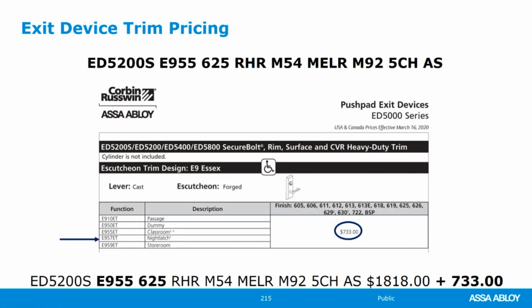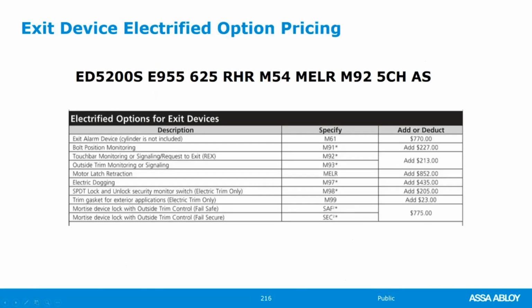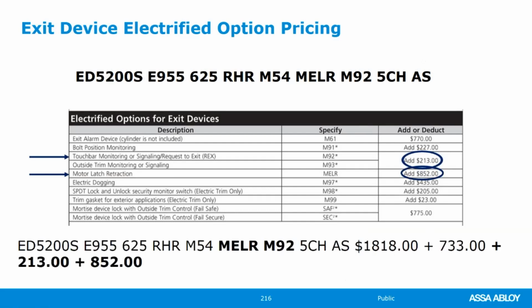Now we need to add all of our other options: our electric latch retraction, our Rex, our through bolts, our cylinder, our 5CH option. All of that would be on pages 296 to 300. So here we're on page 296. Let's take a look at our touch bar monitoring, M92, which adds 213. Our latch retraction, MELR, adds 852. So we're adding those two to that device.